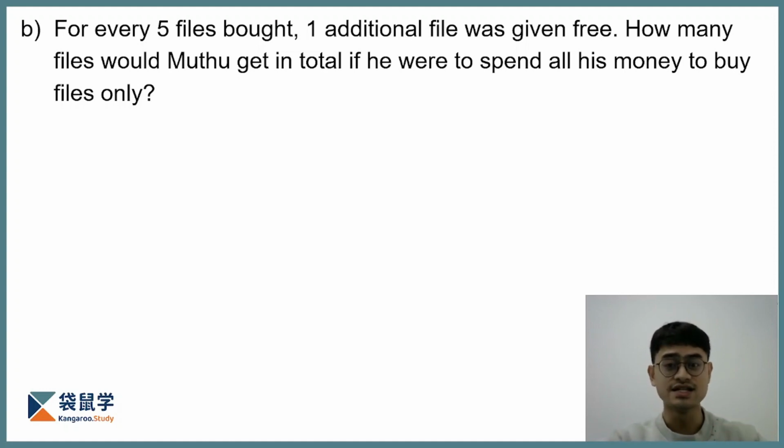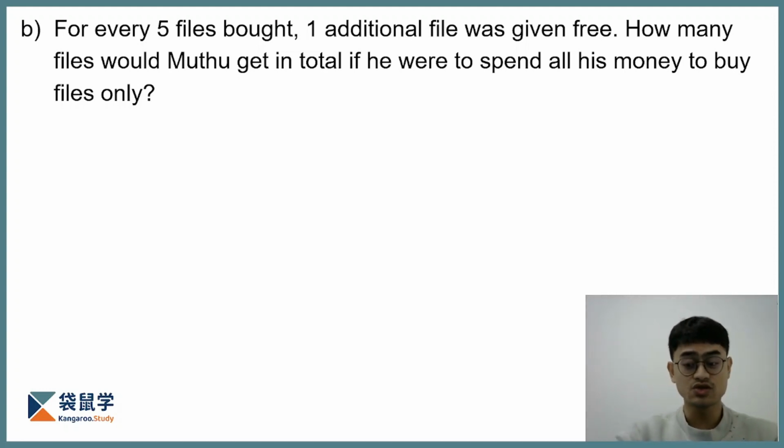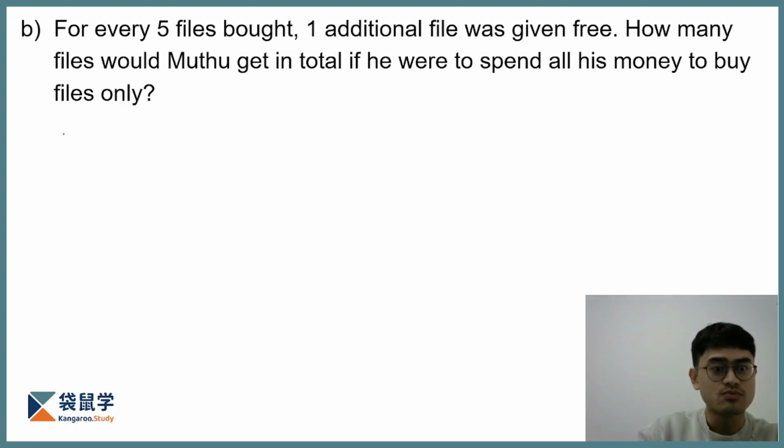And then the second thing is, instead of buying all those pens, what if he were instead to just buy files? No pens and no all those expensive pens, then instead he just used all his money to buy files. So what's the first thing we need to do? We need to see how many files can Muthu technically afford. So what did we learn in the first part?